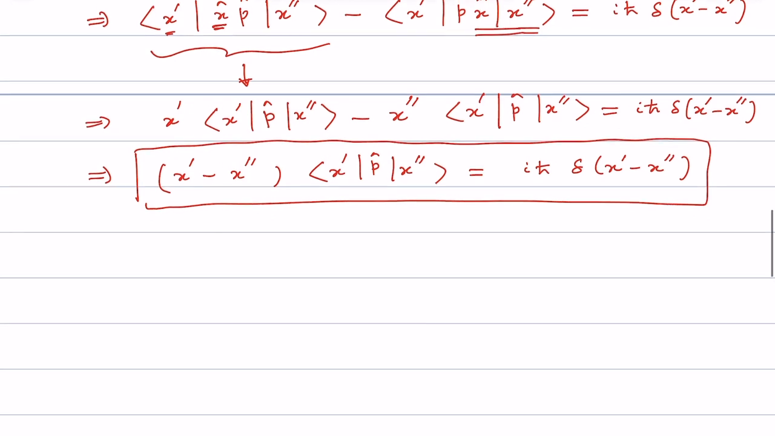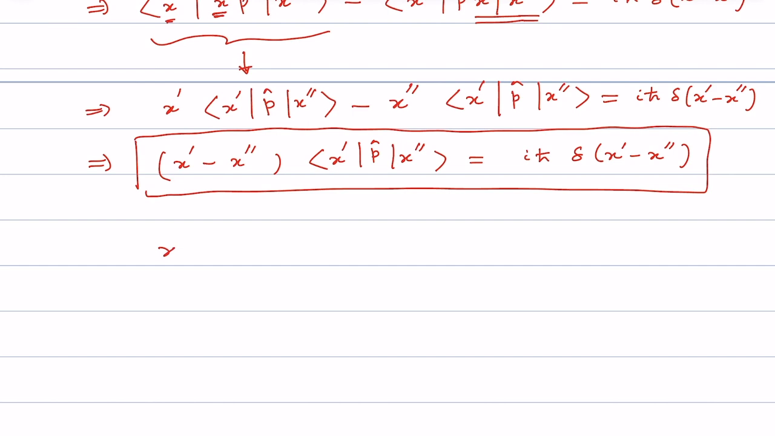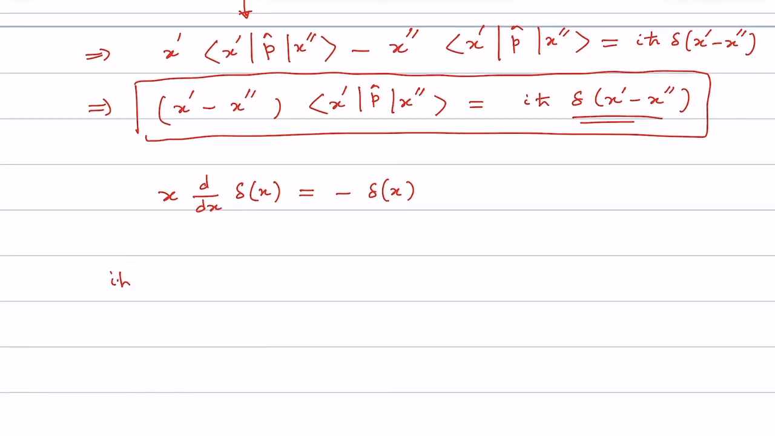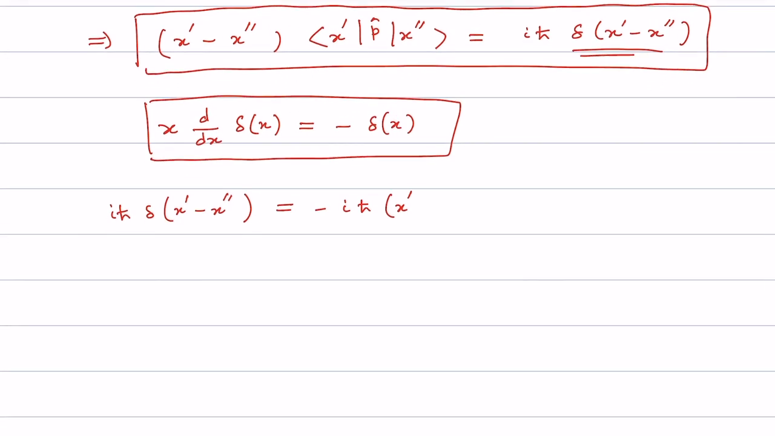Now I can apply some property of the Dirac delta function. One identity related to the Dirac delta function, which you can find in any mathematical physics book or engineering mathematics book, is x d/dx of delta of x is equal to minus delta of x. If I apply this identity here, then I can write i h cross delta of x dash minus x double dash as minus i h cross (x dash minus x double dash) d/dx dash of delta of x dash minus x double dash.